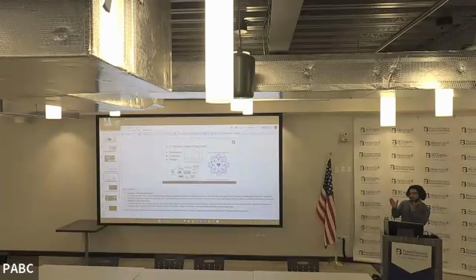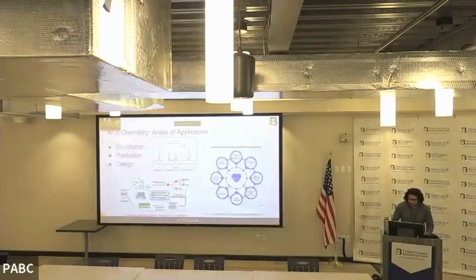So they want to see if this drug will work better or this drug will work better. AI has streamlined various stages of chemical research, from basic understanding to practical application in fields like pharmaceuticals. All right, take a look here.